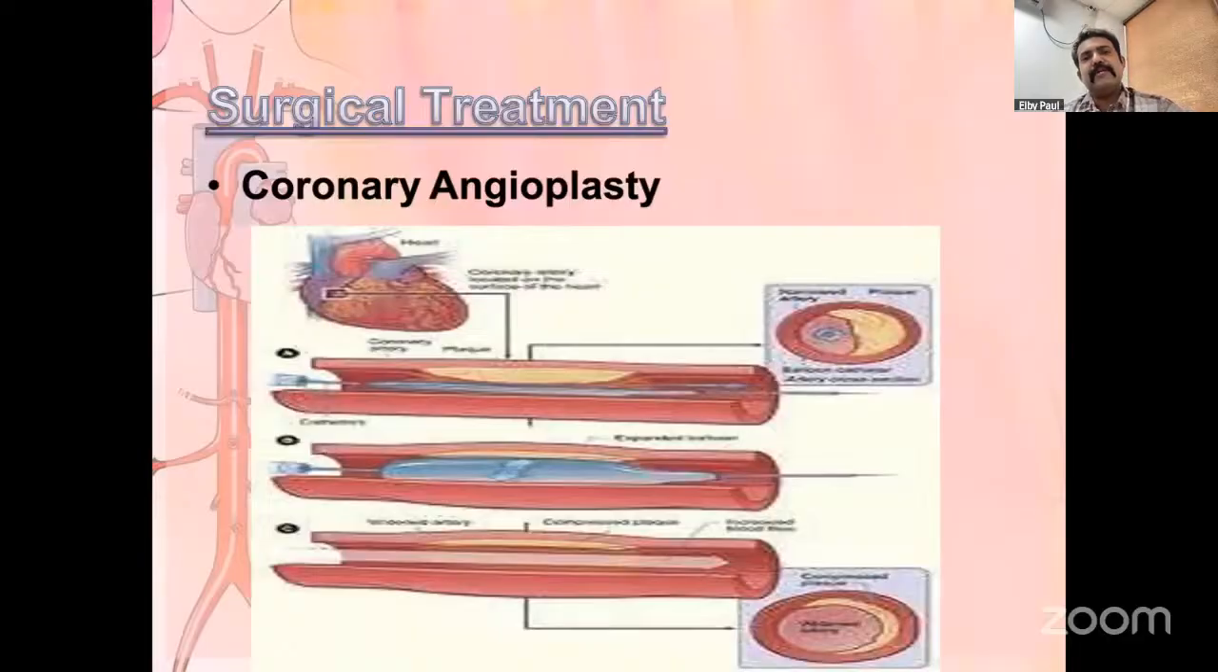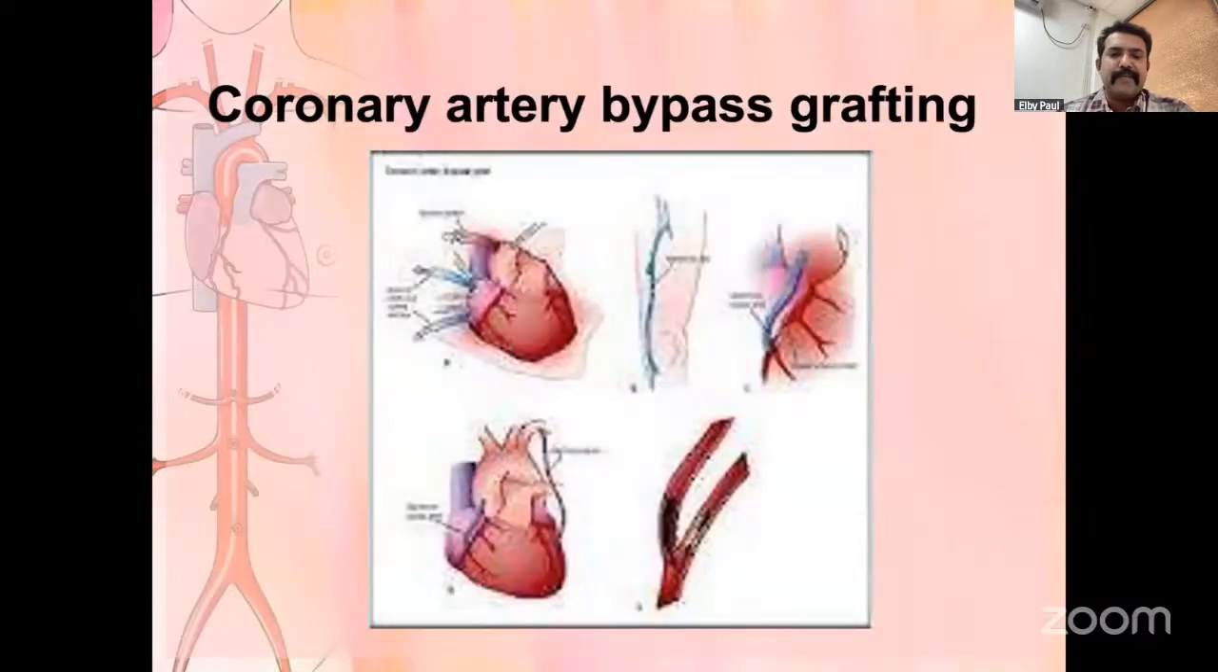Surgical treatments: coronary angioplasty, we can stent the blockages, or CABG. If the blockage is severe, we can go for a CABG, coronary artery bypass grafting.